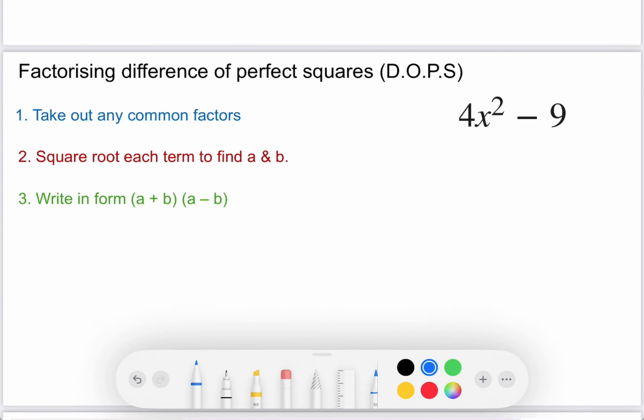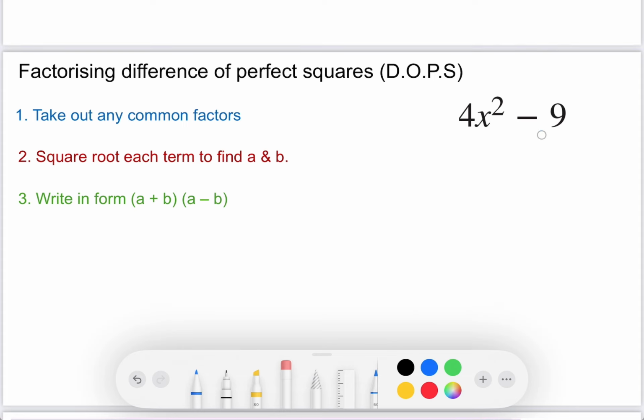So take out any common factors. Here I can see I've got a term in front of my x squared. So I would take that out if I could, but notice that 4 is not a factor of 9, so it's not going to help to take that out.